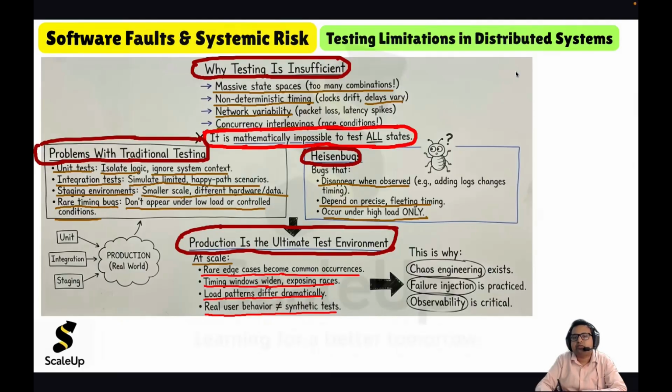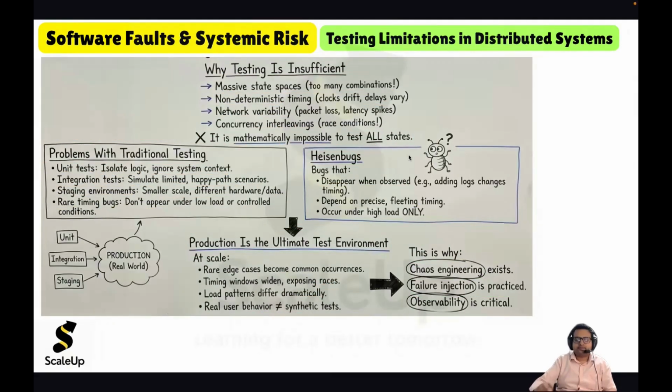So that is why we have chaos engineering. That is why failure injection is practiced. And that is why observability is critical. So when we are designing data intensive applications, we have to test in production. That is the ultimate real test. And we have to consider chaos engineering, failure injections, and observability. Because a data intensive application is distributed in nature, we cannot test it in a traditional way.